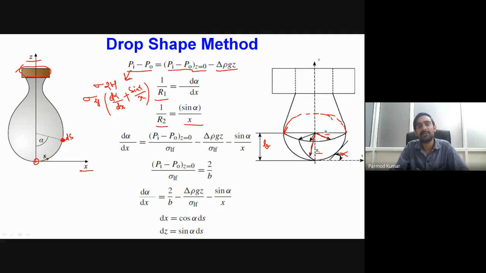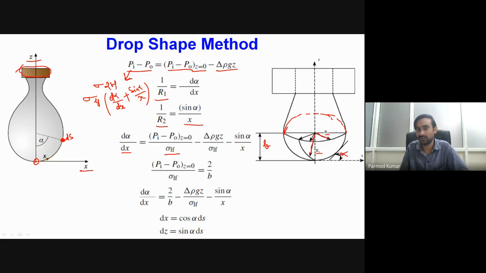So this pressure is nothing but, because we have measured the curvature of that particular location, I can write from the Young-Laplace equation: this is equal to sigma LF times (d alpha by dx plus sin alpha by x). If we rearrange the terms, we keep d alpha by dx on the left-hand side, which equals (p_i minus p naught at z equal to 0) divided by sigma LF, minus delta rho g z divided by sigma LF. The sin alpha by x term that was on the left-hand side we have taken to the right-hand side, so it now comes as minus sin alpha divided by x.